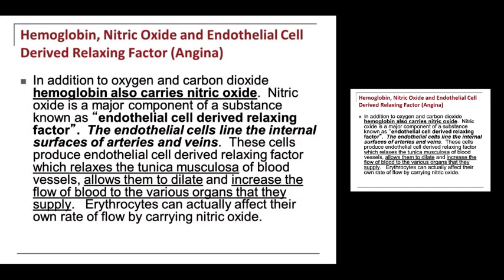So in addition to oxygen and carbon dioxide, hemoglobin carries NO, or nitric oxide, and it's a major component of a substance that's called endothelial cell-derived relaxing factor. So the tunica interna, also known as the endothelial layer, is composed of these endothelial cells that line the internal surface of arteries and veins. And they produce this endothelial cell-derived relaxing factor, which helps to relax the tunica media, or the tunica musculosa, that smooth muscle layer, which allows it to dilate. And when it dilates, it increases the blood flow of various organs.